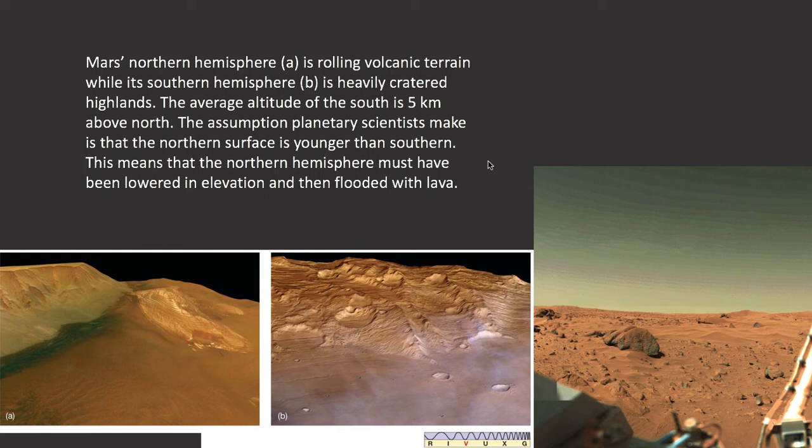What we found is that there's a big difference between the north and the south. In the north, rolling volcanic terrain. In the south, heavily cratered highlands. So there's some significant difference between those two. The south is actually much taller. The south is 5 kilometers higher on average than the north. And so the assumption is that the northern hemisphere is actually younger, meaning it was geologically active until more recently than the south. So geologic activity, for some reason, lasted longer in the north than in the south.